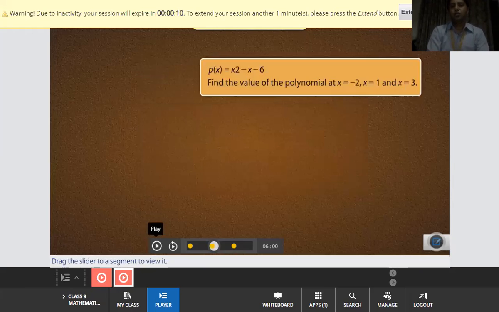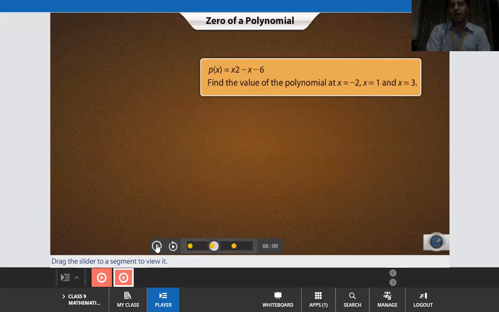So here I need to point out something: the polynomial is x square minus x minus 6. Due to technical issues it appears as x2 minus x minus 6, but it is x square minus x minus 6. So we'll consider it as x square minus x minus 6 here, as well as in the solutions when we substitute the values x equals minus 2, 1 and 3. So just have a look. When you substitute the values, what will be the answer?